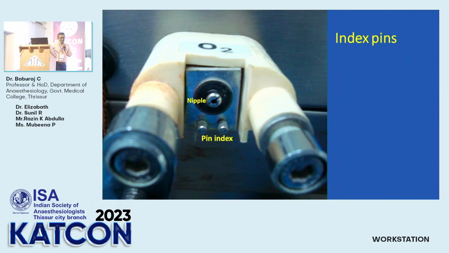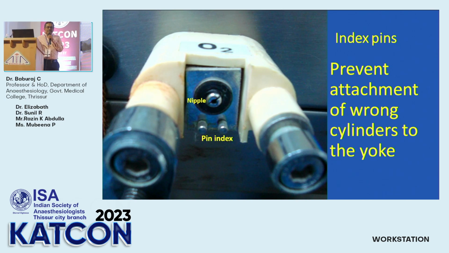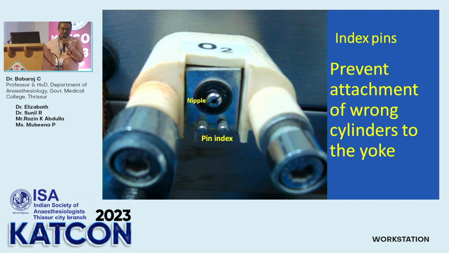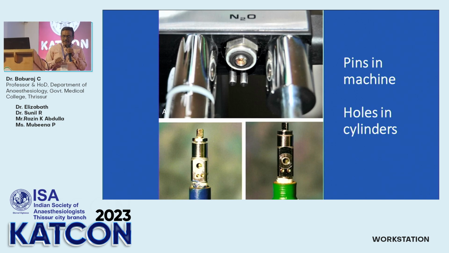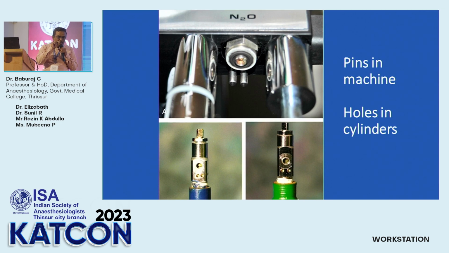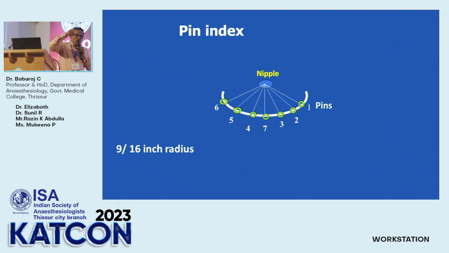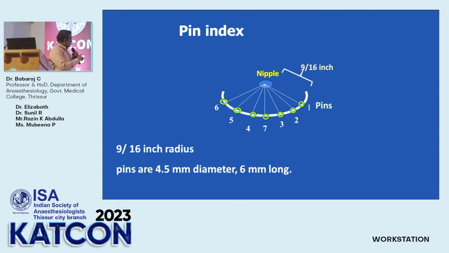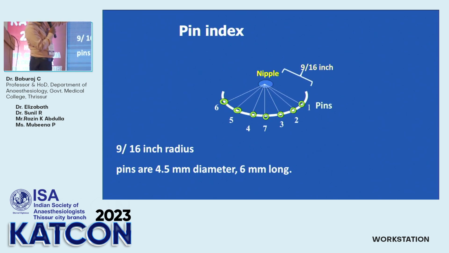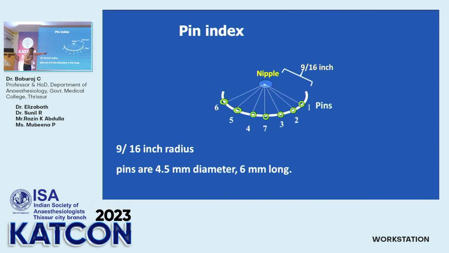Now something about index pins. The function of index pins is to prevent attachment of wrong cylinders to the yoke. There are pins in the machine and holes in the cylinder. Only when these pins and holes come into alignment will you be able to fix a particular cylinder to the particular yoke. Now what's the radius? The holes and pins are arranged on the circumference of a circle of radius 9/16 inch. You have to note that. 9/16, and the pins are about 4.5 millimeter in diameter and 6 millimeter long. You have to learn it by heart. And you can see they are arranged 1, 2, 3, 4, 5, 6, and you can see the 7 in the middle.